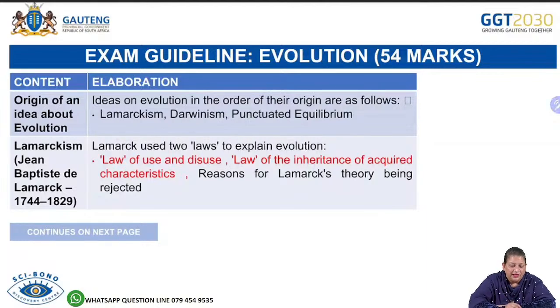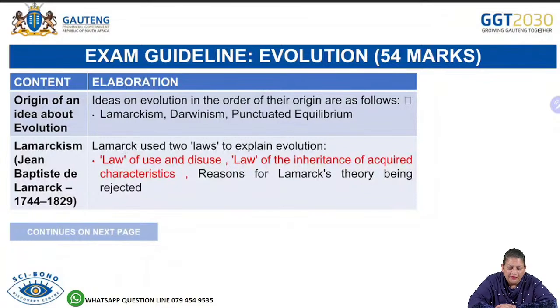Then you're going to look at Lamarckism. That means the theory of Lamarckism or the law of Lamarckism. Who actually founded or proposed that law was Jean-Baptiste de Lamarck, and he existed from 1744 to 1829. So Jean-Baptiste de Lamarck was the one that proposed the theory of evolution relating to Lamarckism. We're going to see in depth what exactly is Lamarckism later.